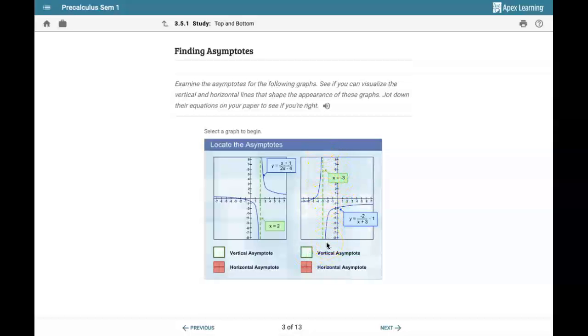How did I know it's going to be at x equals 2 or x equals -3? Because the vertical asymptote is the value of x that makes the bottom 0. So if I have 2 times something, what's going to be subtracted from 4 to give me 0? The answer is 2, because 2 times 2 is 4, minus 4 gives me 0. I cannot divide anything by 0.